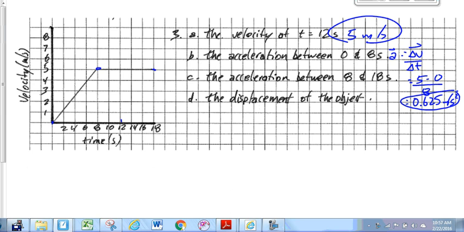0, right? 0. You could say delta V over delta T. Delta V is 0. 0 divided by 10 seconds is 0. Or you could just say it's a constant velocity. We know its acceleration is 0.